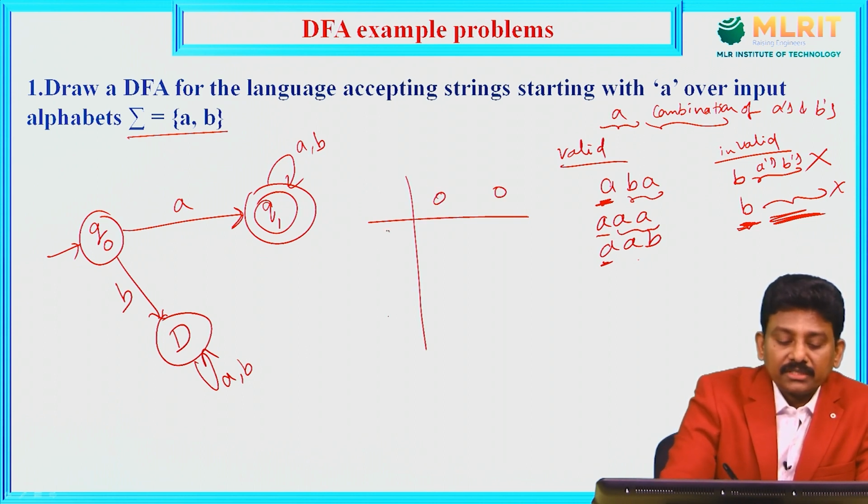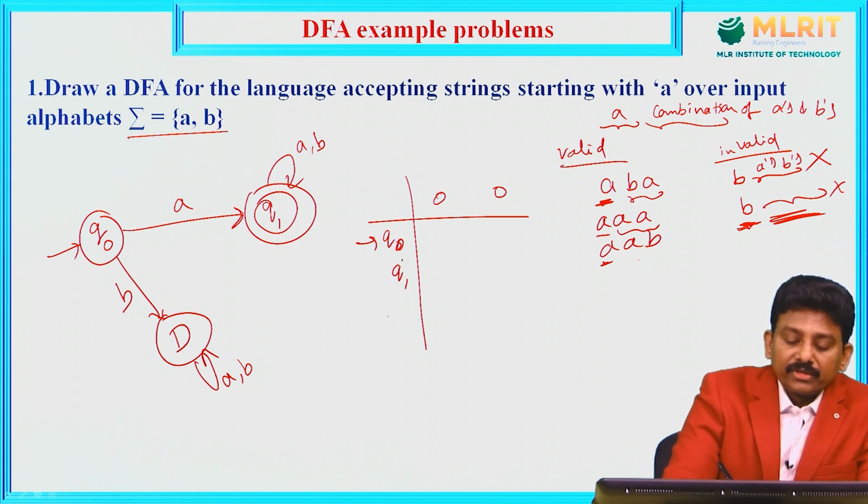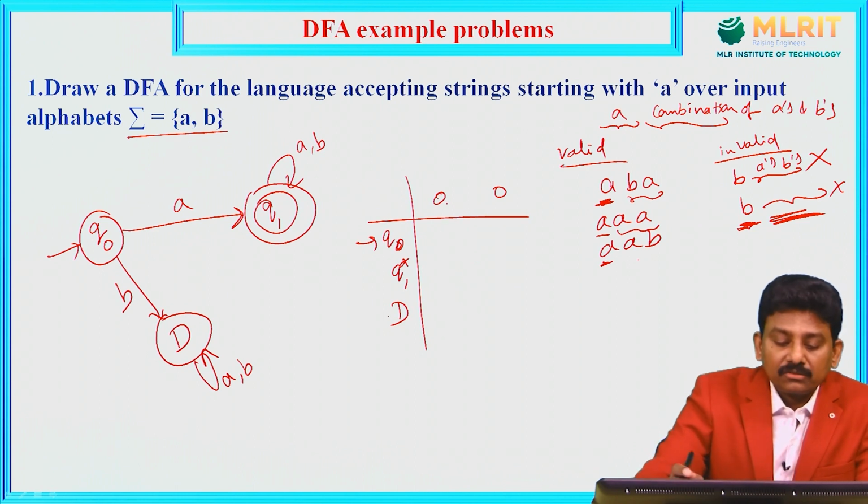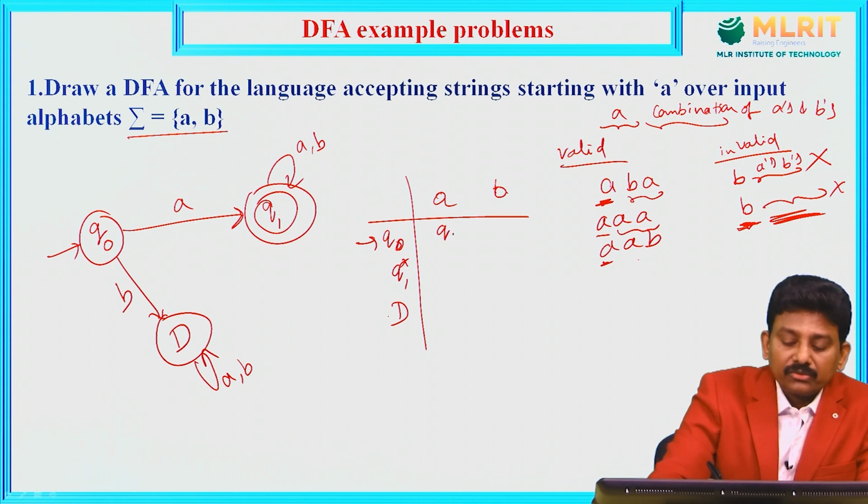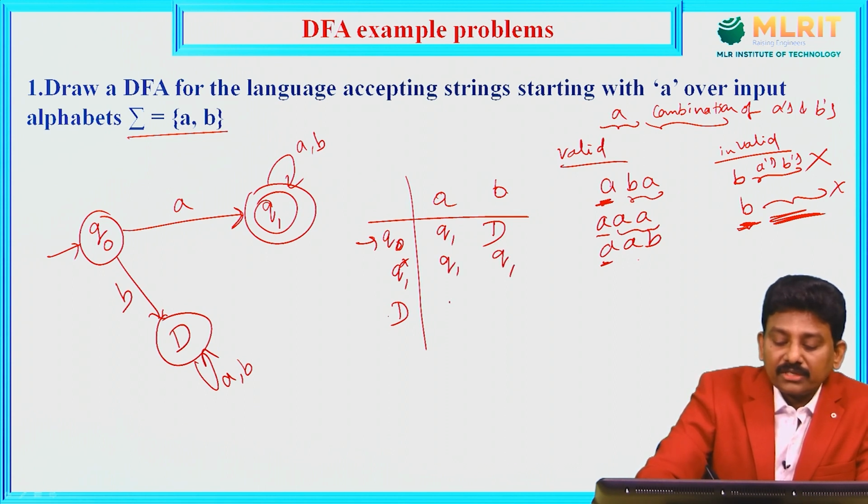The transition table is like this. Q naught is the initial state, Q1 is the final state, and the other non-final state is the dead state. Inputs are A and B. Q naught on A goes to Q1, Q naught on B goes to the dead state. Q1 on A goes to Q1, Q1 on B goes to Q1. From the dead state, for any number of A's and B's, stay in the same state, the dead state.